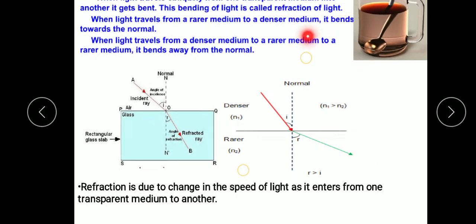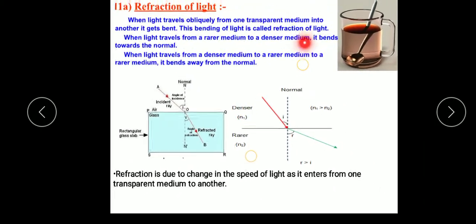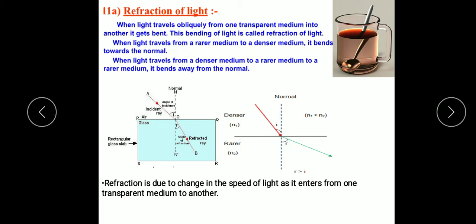And when a ray of light travels from rarer medium to denser medium, it bends towards the normal. And when a ray of light travels from denser to rarer medium, the ray of light bends away from the normal. So this case indicates rarer to denser medium, and this one denser to rarer medium. So when a ray of light travels from rarer medium to denser medium, it bends towards the normal, and when it travels from denser to rarer medium, it bends away from the normal.